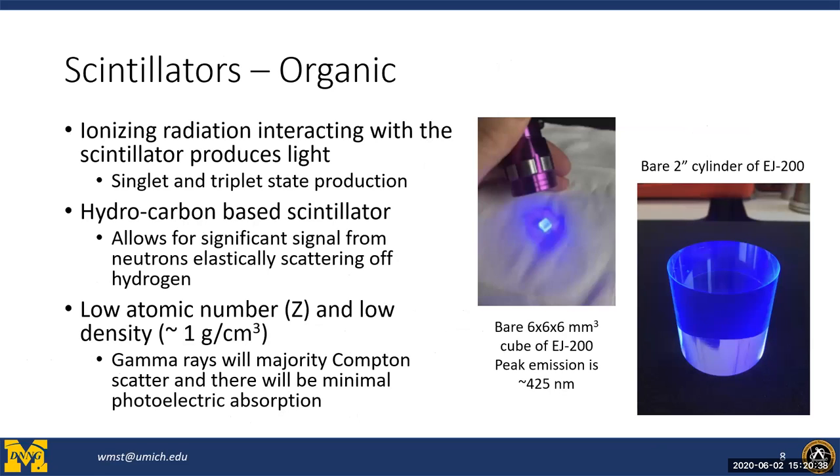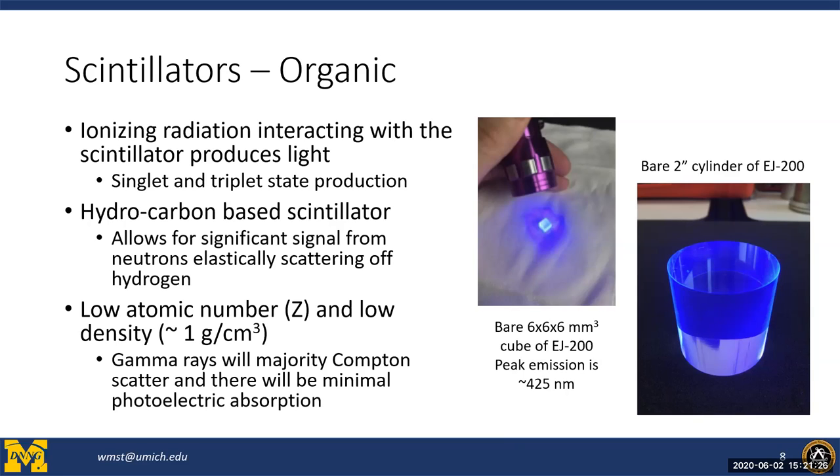So I hinted at this, but we're going to take a little review back to scintillators and specifically organic scintillators for our neutron detection. So organic scintillators, for these, ionizing radiation interacting with the scintillator produces light. That light is then detected from a given photodetector, and the production of light is dominated by the singlet and triplet state production that are the excited states of the molecules that then de-excite and emit light. These, of course, are hydrocarbon-based, and that's very significant because the hydrogen content allows for the neutron elastic scattering off of hydrogen that we can detect quite nicely.